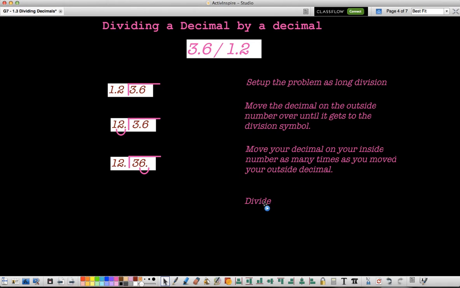All right, so now we go ahead and divide as normal. Now it looks like 36 divided by 12. I know that 12 can go into 36 3 times. 3 times 12 is 36. And so my answer, or the quotient in this case, is 3. Again, the hardest part for students to remember is not actually moving that decimal the first time, but remembering to move that decimal on the inside as well.